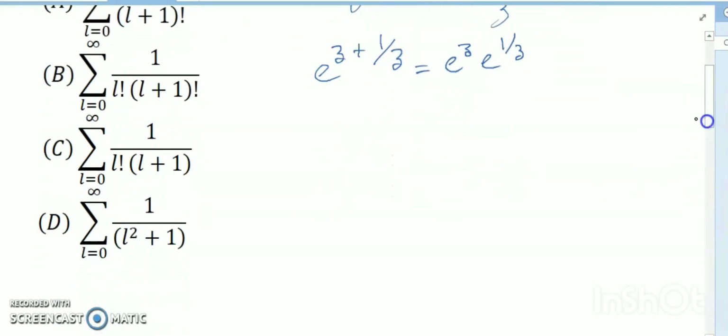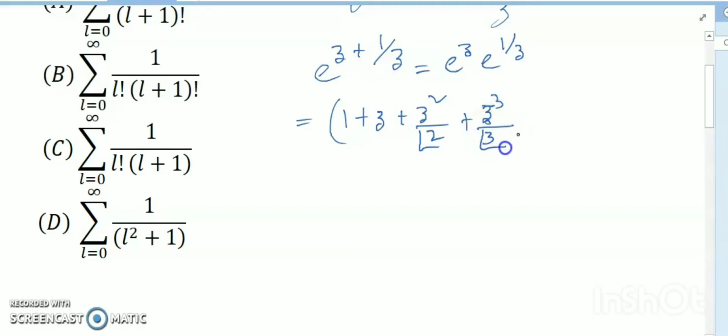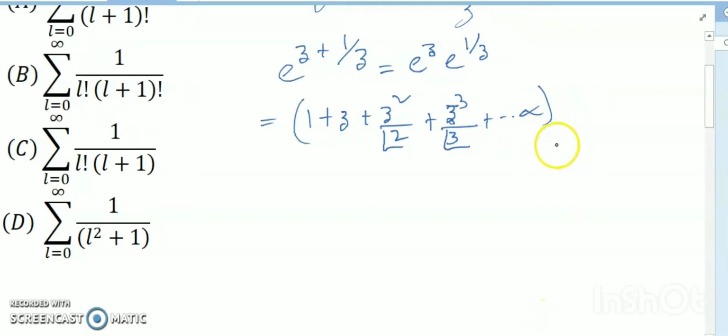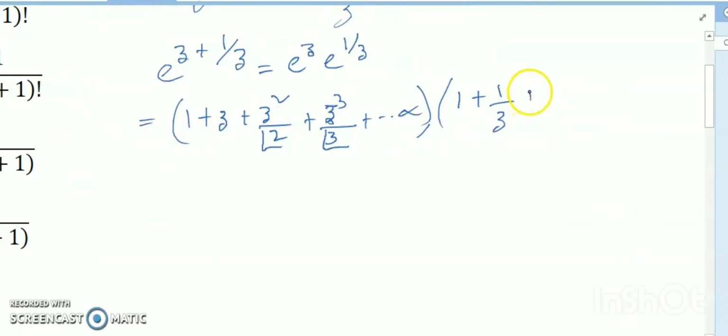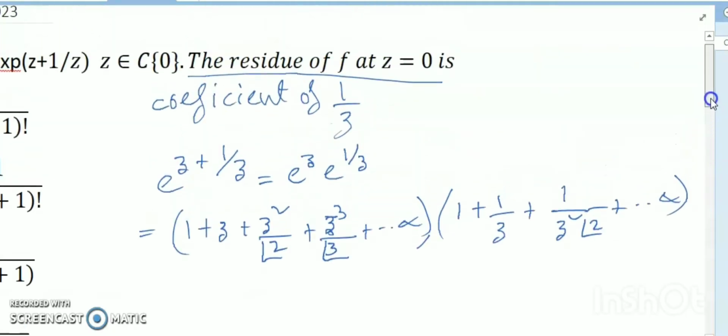So e to the power z into e to the power 1 by z means the first formula is 1 plus z plus z square by 2 factorial plus z cube by 3 factorial up to infinity. This is the e to the power z, and e to the power 1 by z equals 1 plus 1 by z plus 1 by z square into 2 factorial up to infinity. So let's start our multiplications.